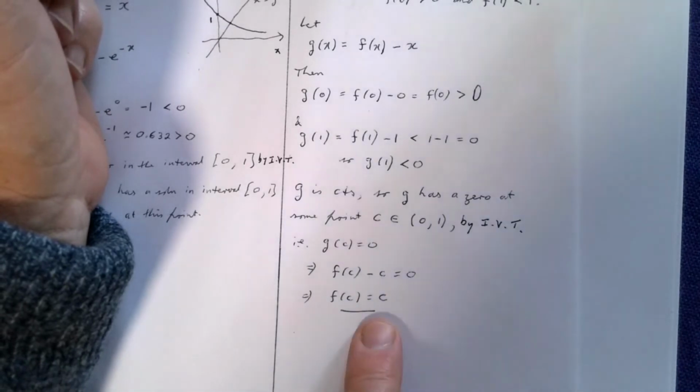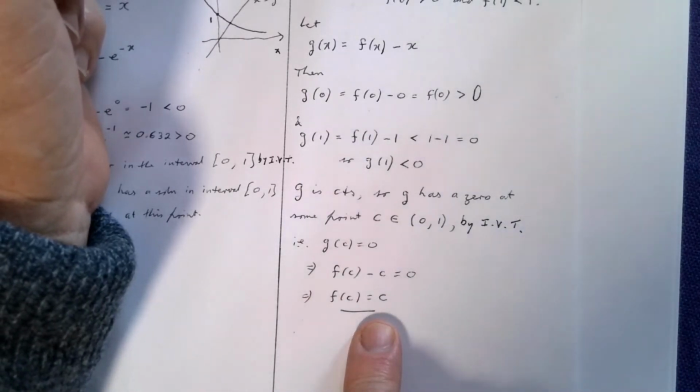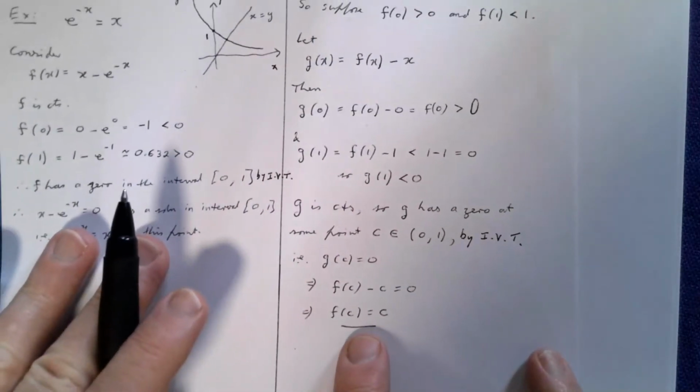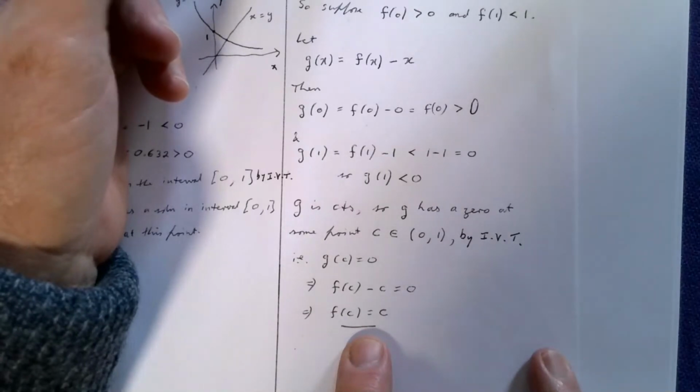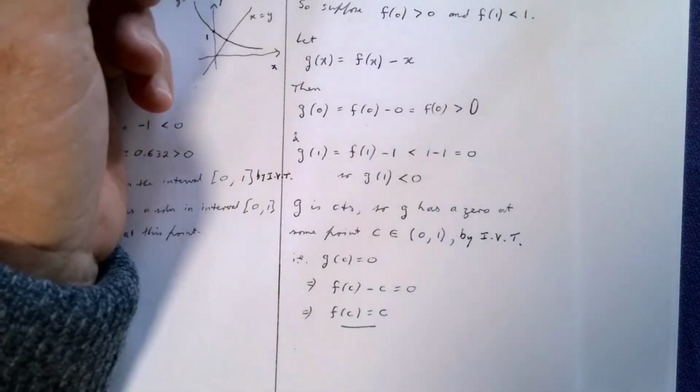Now that is a more sophisticated example. It's not one I'd expect you to be able to do instantly at sight, but it's a very nice example of the theoretical usages of this intermediate value theorem.